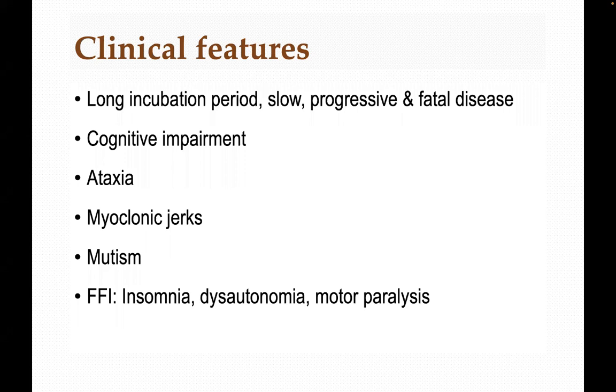and most of them are neurological dysfunction features. For example, there is cognitive impairment. You can have ataxia or myoclonic jerks, mutism, and for fatal familial insomnia, you'll have insomnia, dysautonomia, and motor paralysis. And normally these features take a long incubation period. They are slow to develop. And at the end of the day, the disease becomes very fatal and the person ends up dying.